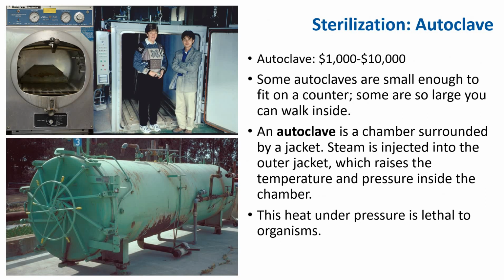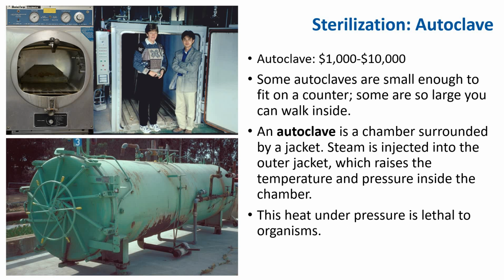Growers with large operations use retorts, which are very large pressure cookers, in between the size of a kitchen pressure cooker and a retort or autoclave, a steam container. Some autoclaves are small enough to fit on a counter. Some are large enough you can walk inside.